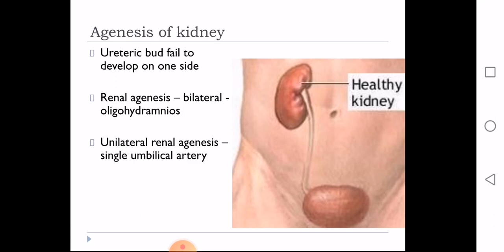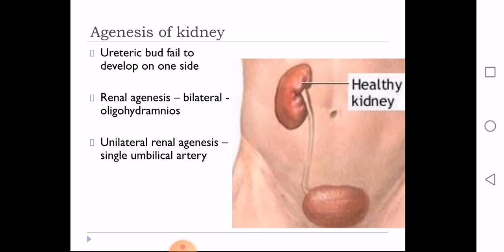Renal agenesis can either be bilateral or unilateral. Bilateral is relatively uncommon because it is not compatible with life. Any newborn which is born like this will die immediately or shortly after birth, unless you can find a donor or do a kidney transplant.